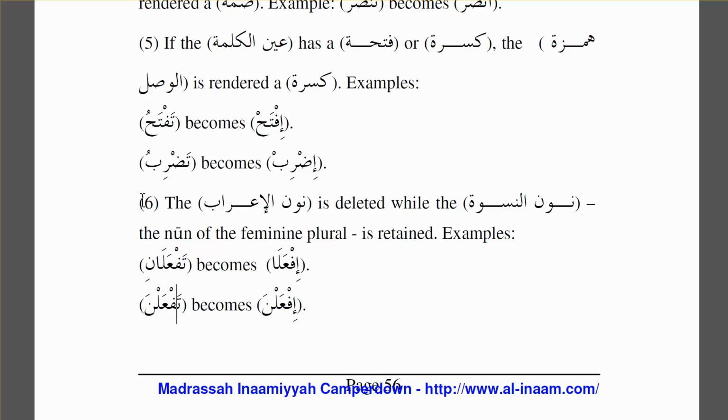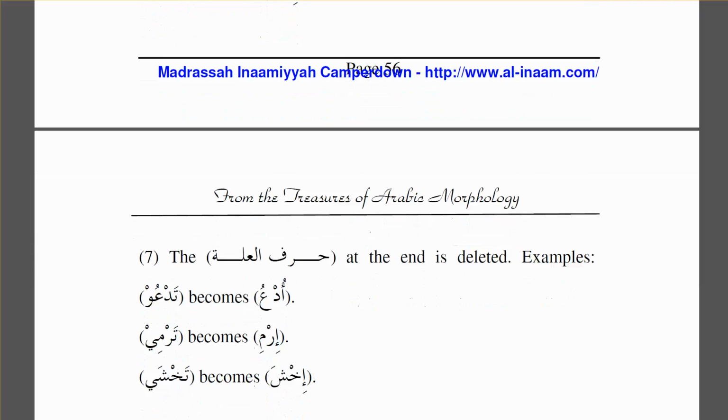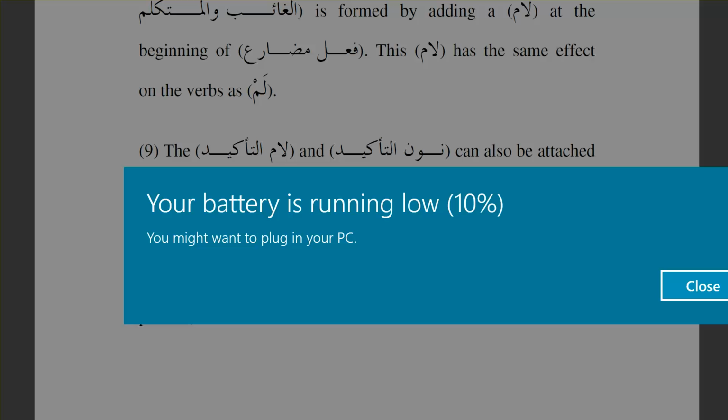Okay? So read over rule number 6. We'll skip rule number 7 right now, and then we'll go to rule number 8. This is important.